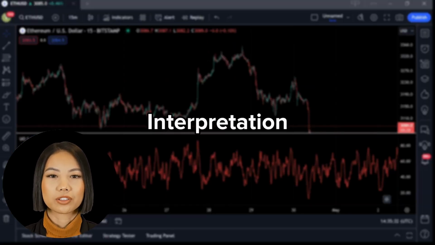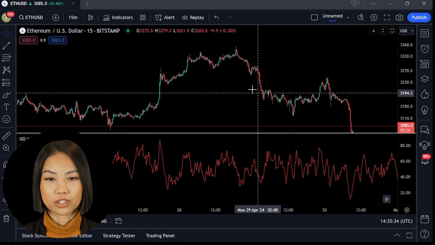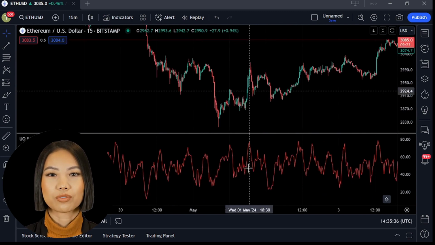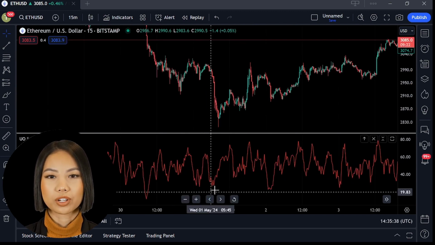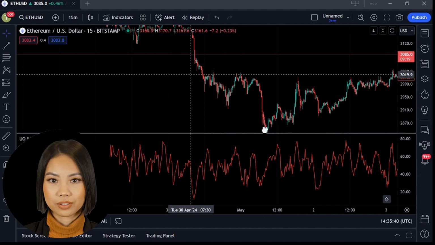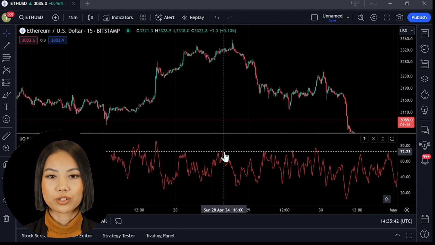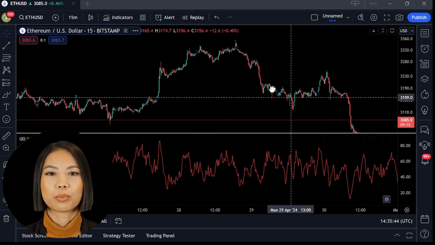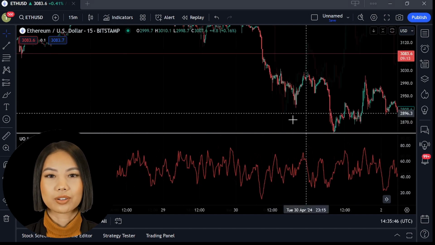Interpreting buy and sell signals. A buy signal occurs when the oscillator falls below 30, oversold, and then rises above it. A sell signal occurs when the oscillator exceeds 70, overbought, and then falls below it.